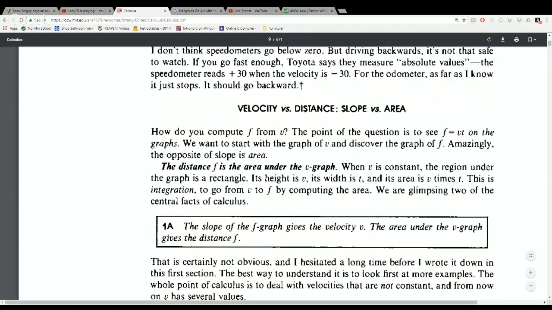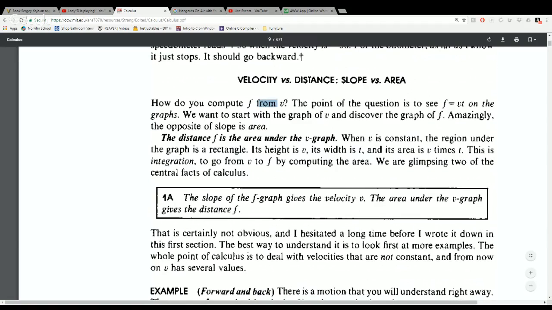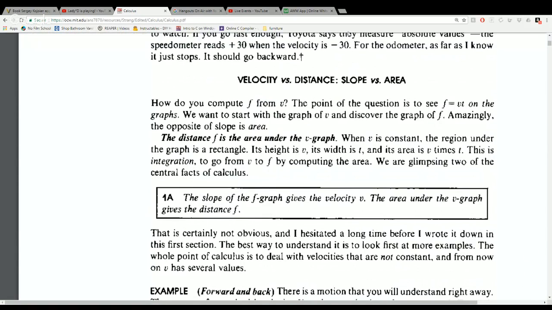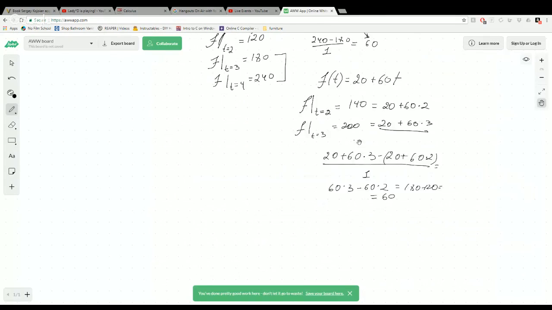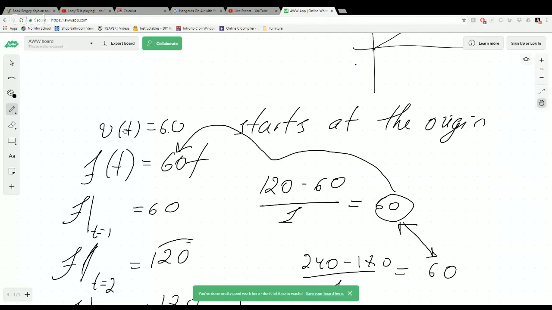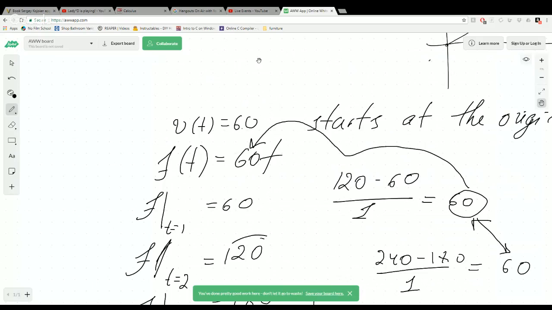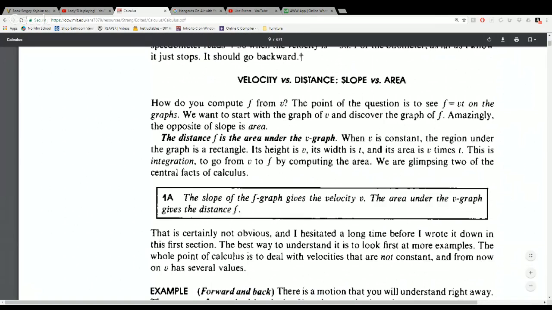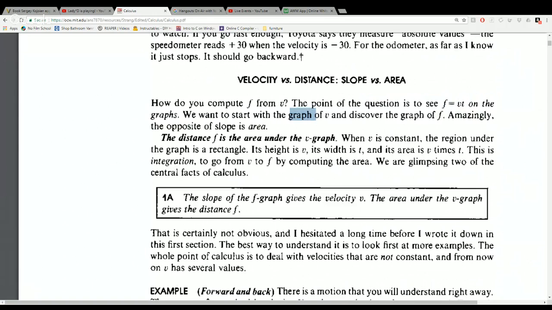All right. Velocity versus distance. Slope versus area. Let's see. How do you compute f from v? So in other words, the thing that we just did in our heads right here, let's go up. We were given v was 60, and we figured out that f is 60t. How do you do that? If v is more complicated, for example, you might not be able to guess, right? What's the process that your brain goes through? The point of the question is to see that f equals vt, to see f equals vt on the graphs. We want to start with the graph of v and discover the graph of f. Okay, so that's how we're going to do this.